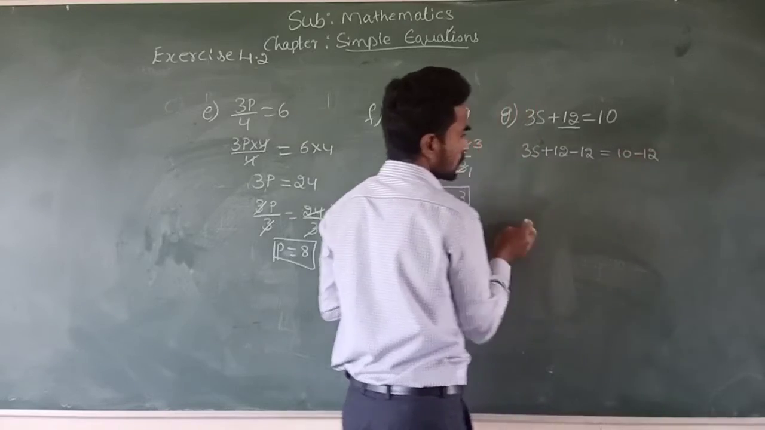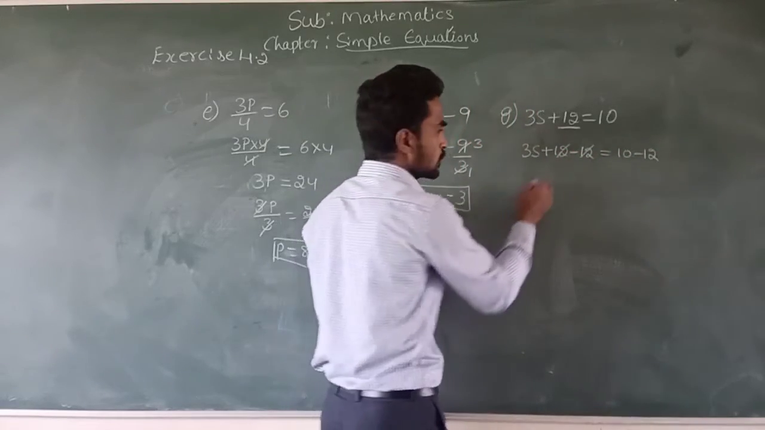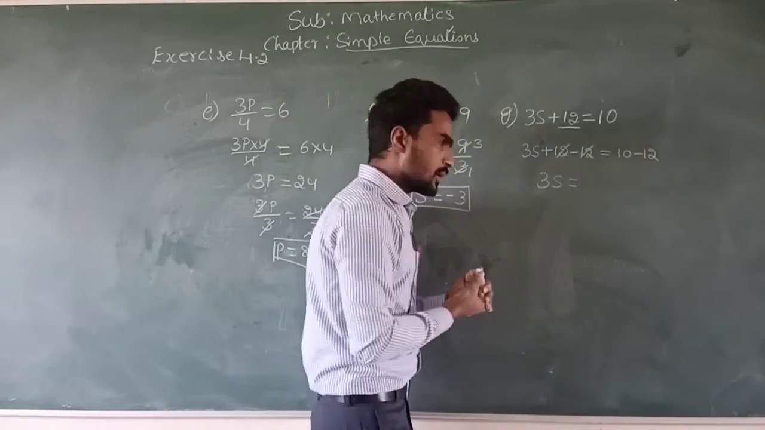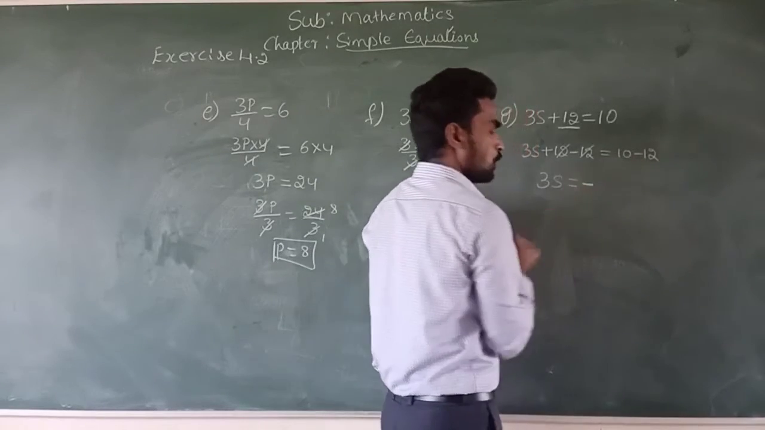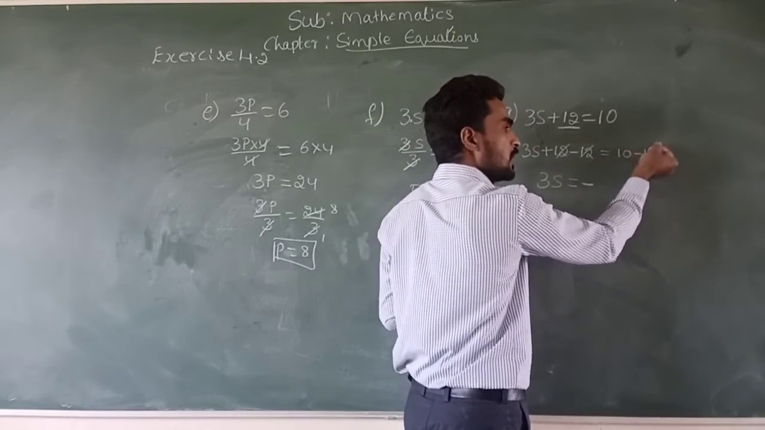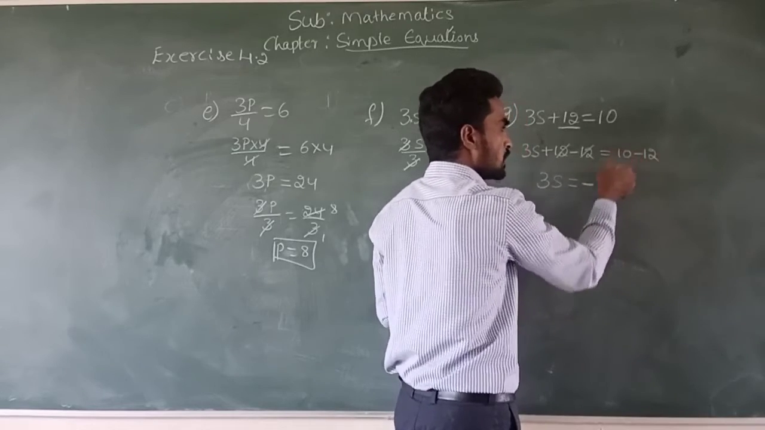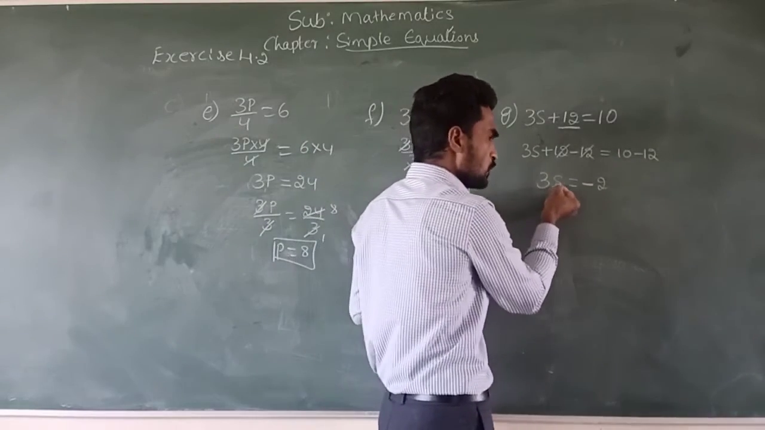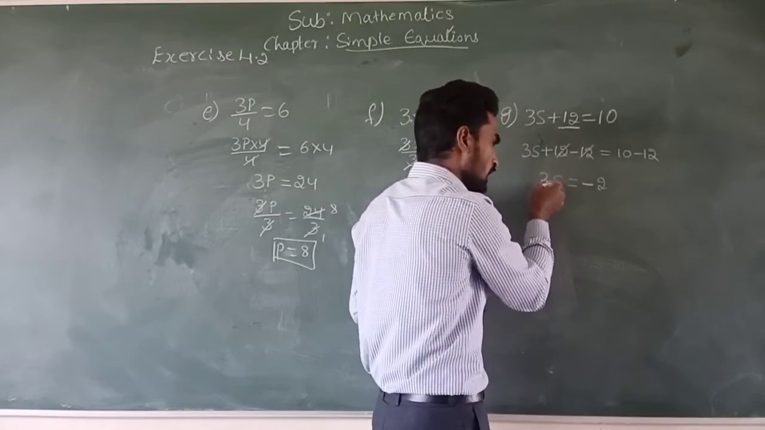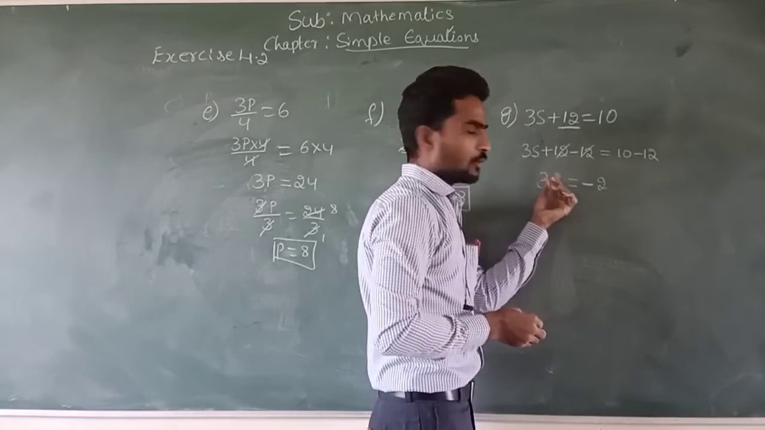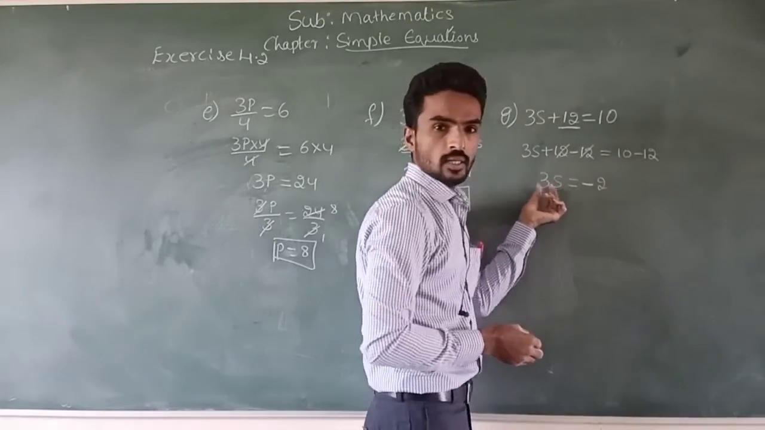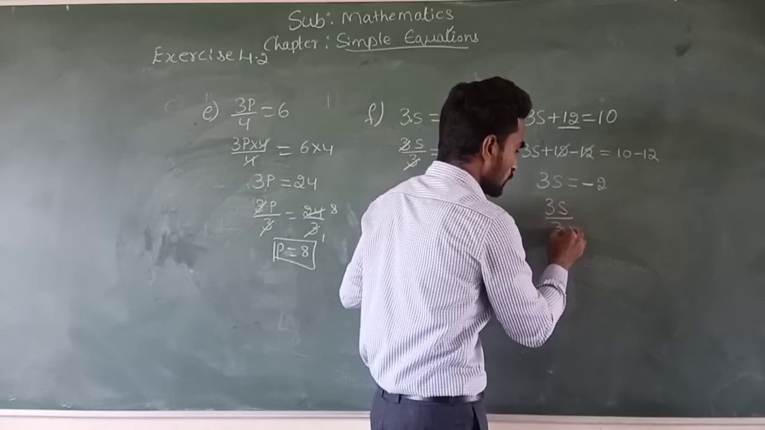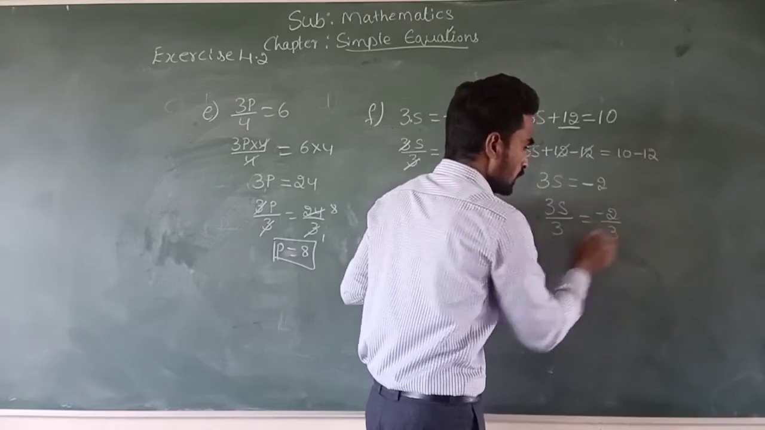We get plus 12 minus 12 cancel out. The remaining term is 3s is equal to, here minus 12 is the bigger number. Then put the sign of the bigger number and subtract the smaller number from the bigger number. We get 12 minus 10, which is 2. 3s is equal to minus 2. Here the variable s is multiplied by 3. For separating this variable, we can divide both sides by 3. We get 3s divided by 3 is equal to minus 2 divided by 3.